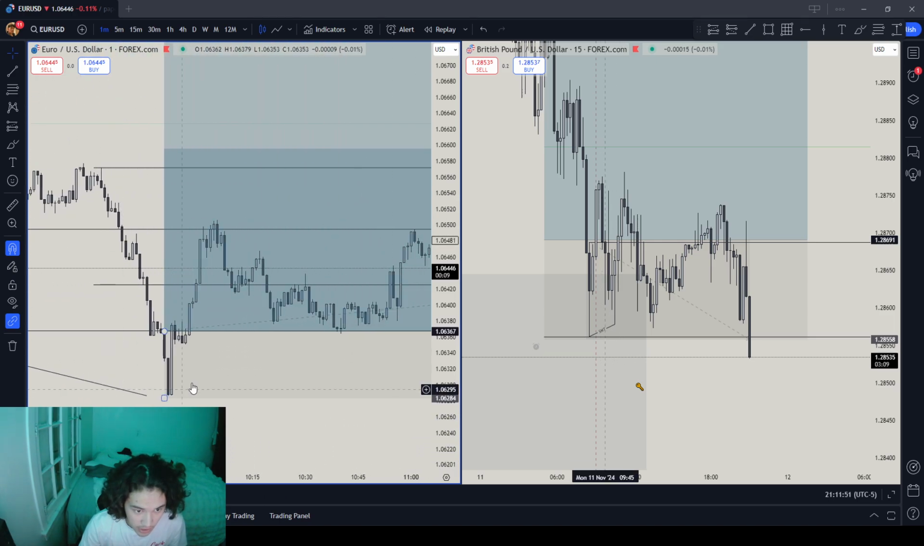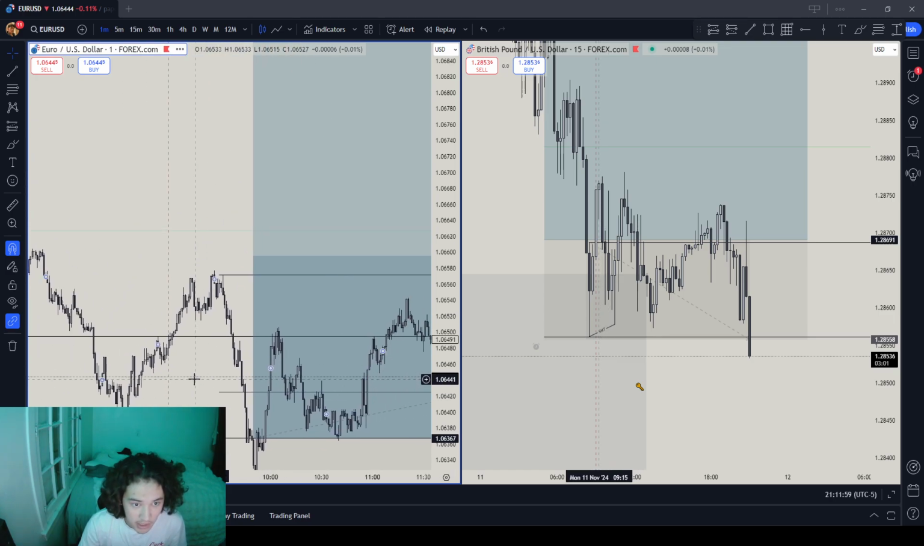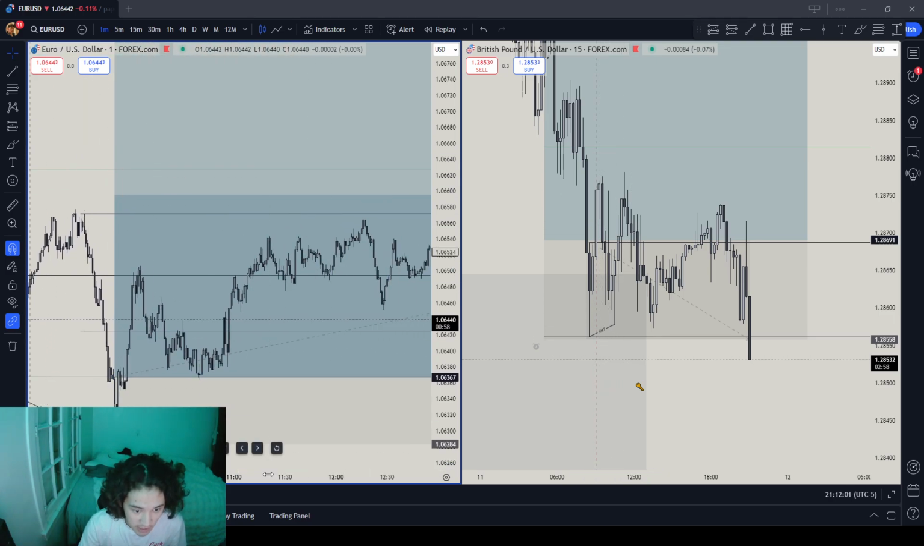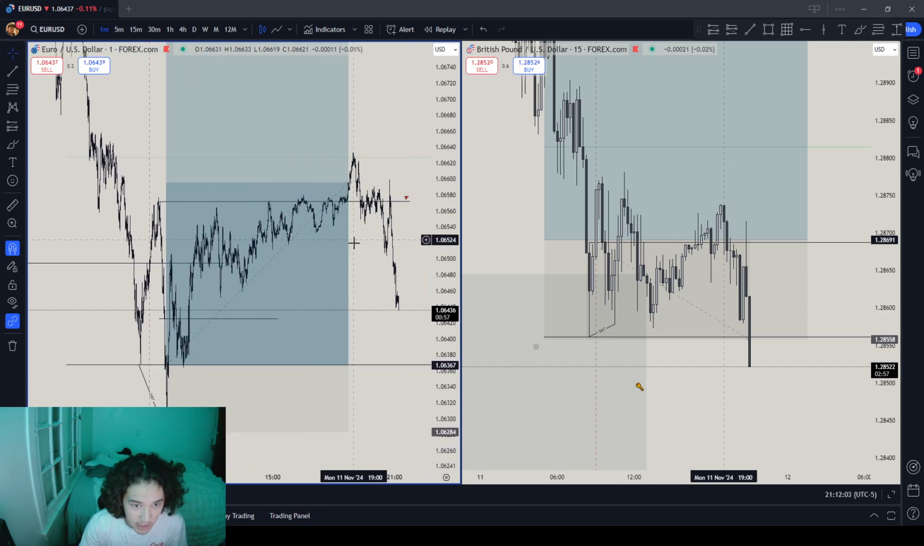He gave us an entry right over here. This one purges out this low, purges out this other low, taps into it, just a couple ticks below it. TP1 is here, TP2 is here, right? He just hit TP1 a couple of minutes ago. Pretty good trade regardless.